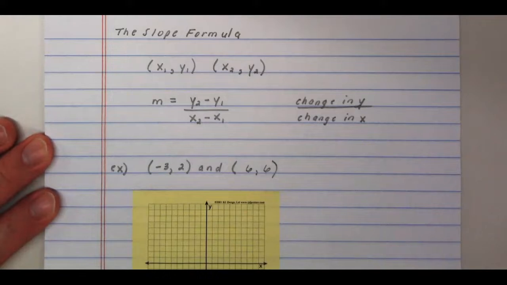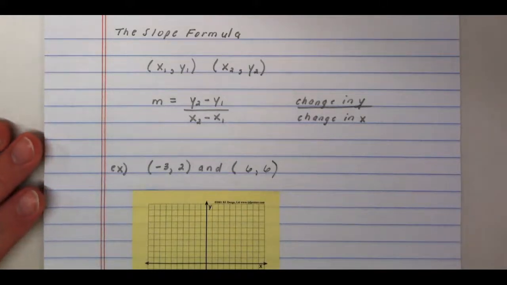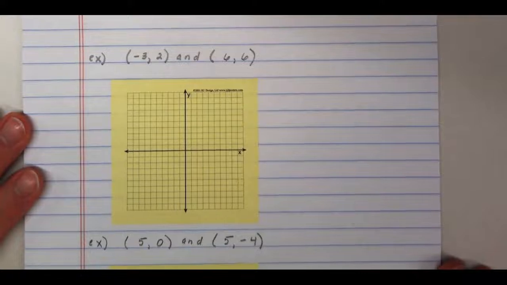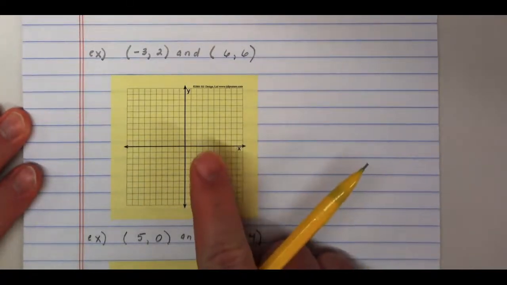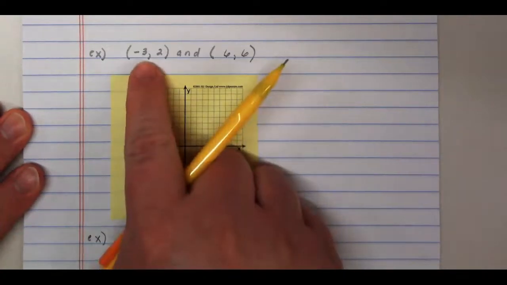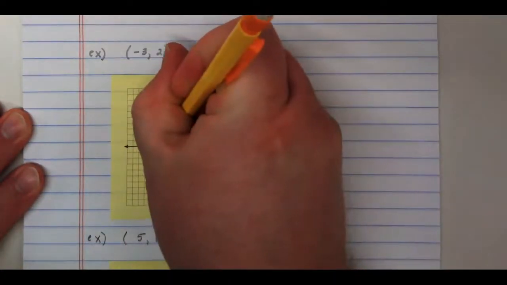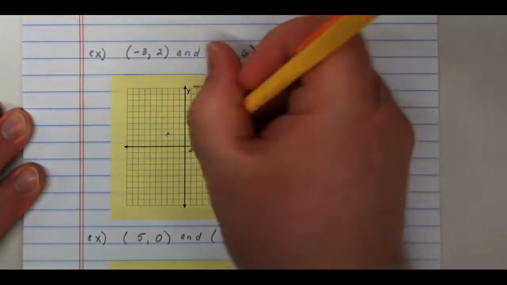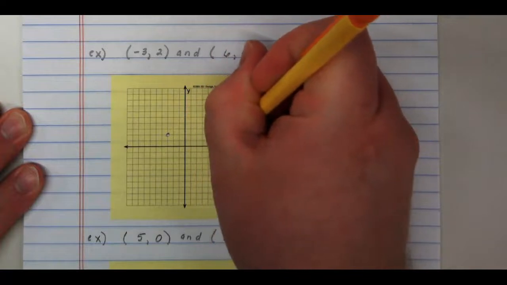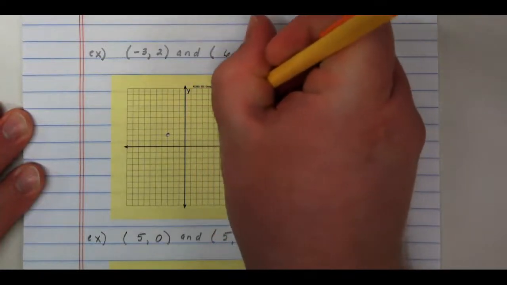Alright, so let's take a look. I have 2 examples that we're going to go through to see how we actually use the slope formula. So here's our first example. We have 2 points, -3, 2, and 6, 6. To help us visualize, I put a little piece of graph paper here so that we can draw the points. The first point is -3, 2, so that would be right here. The next coordinate is 6, 6, so that's 1, 2, 3, 4, 5, 6, up here.